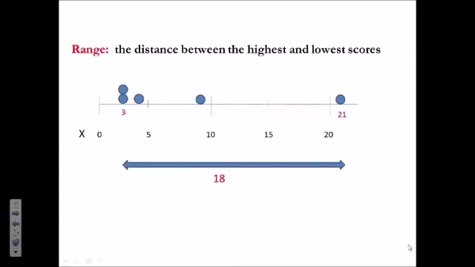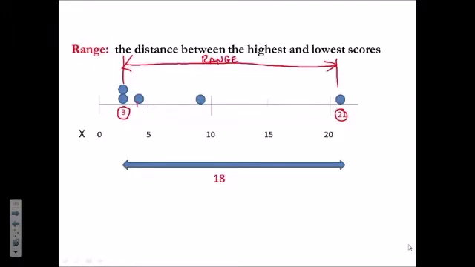To see visually what this means, here's a dot diagram for the distribution. Here is the lowest score. There is the highest score. This distance between the lowest score and the highest score is the range.